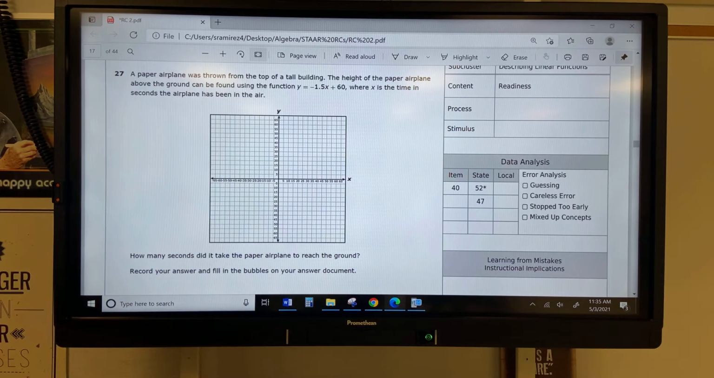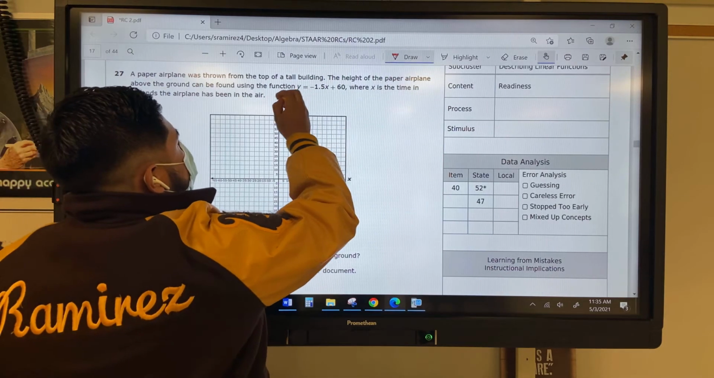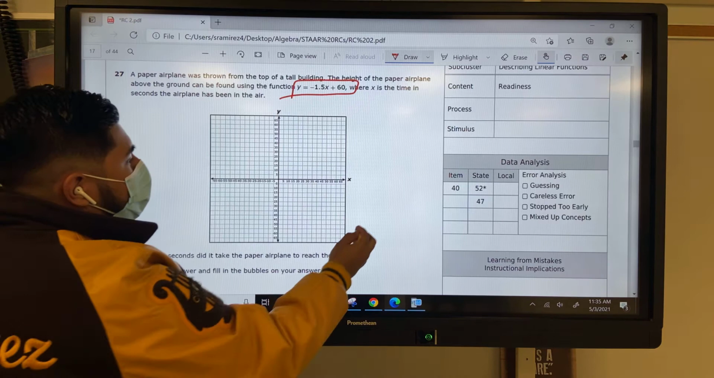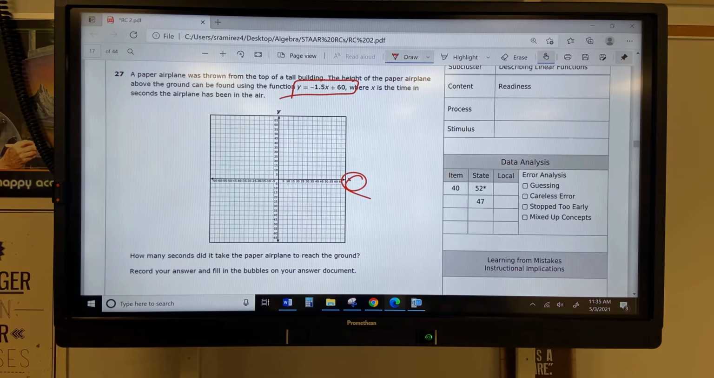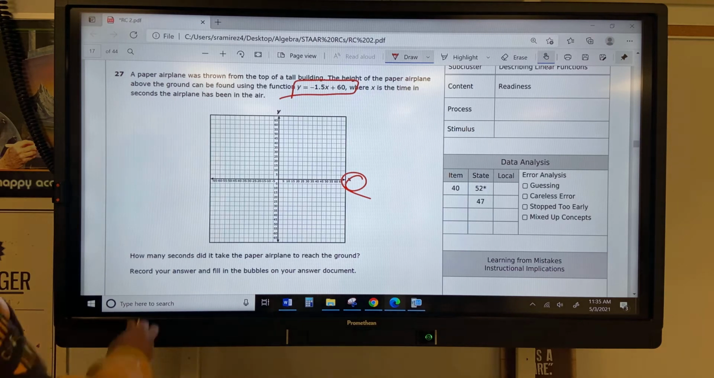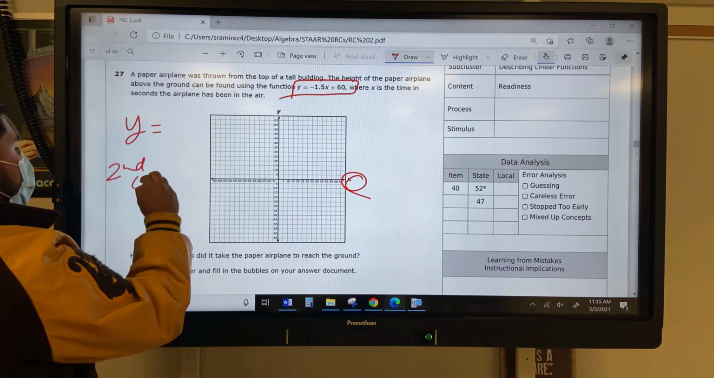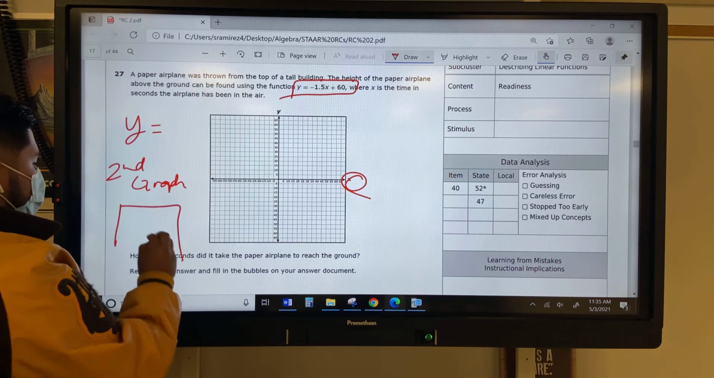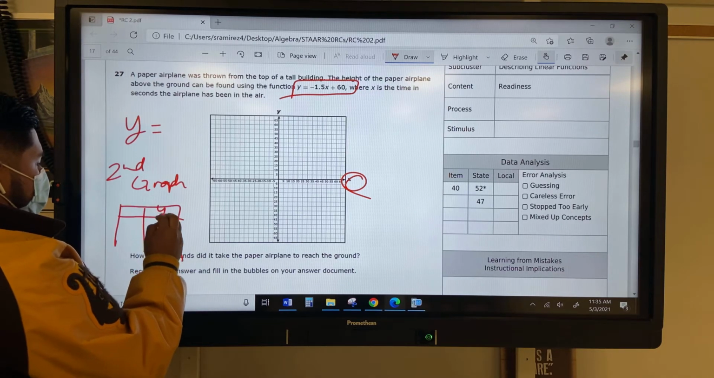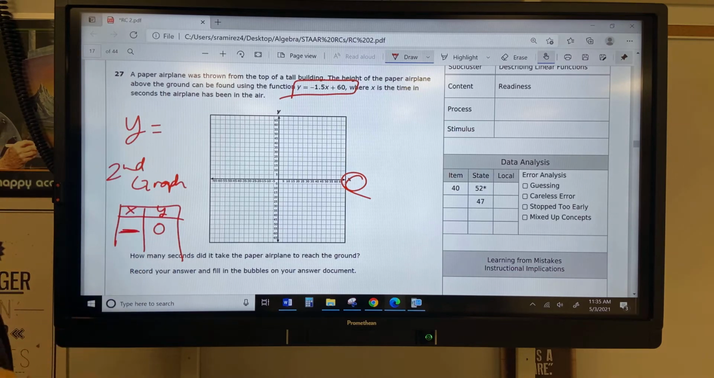Okay, how many seconds does it take the paper airplane to reach the ground? This is my function. It's looking for when it hits the ground at x. So I can easily graph this and see when my y is 0. So we're going to go to y equals, second graph, and then look in the table, and we're looking for when y is 0. And of course we want to know the x. Let's check it out.